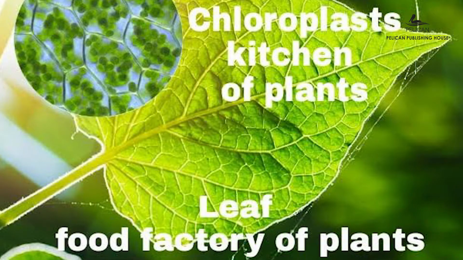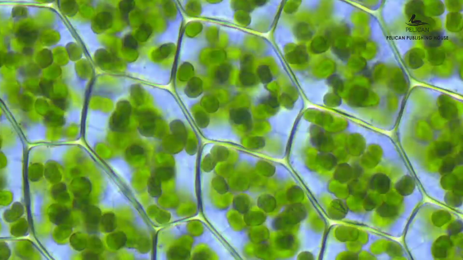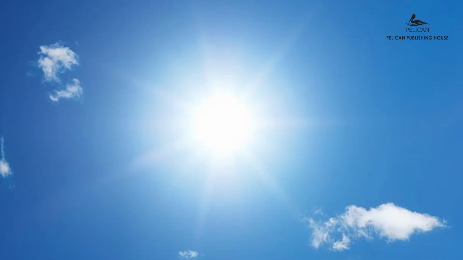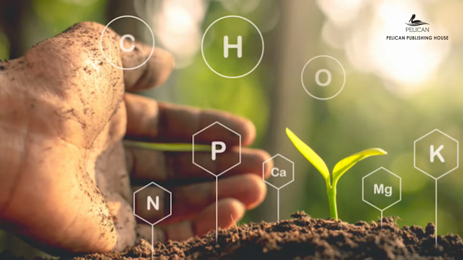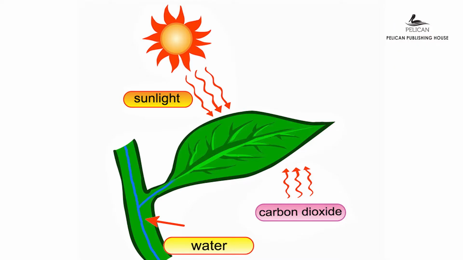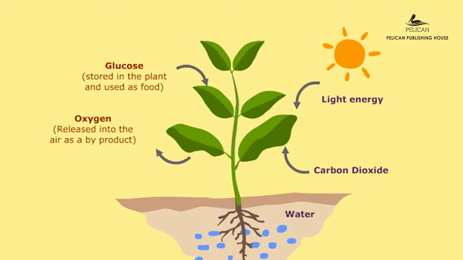Food production in plants. Leaves produce the food that plants need. So, leaves are called the kitchens of a plant or the food factory of a plant. To produce food, plants need the following: chlorophyll, sunlight, water, minerals and carbon dioxide. Here's a tidbit for you. The food made by plants is glucose. This glucose is the simplest form of sugar.